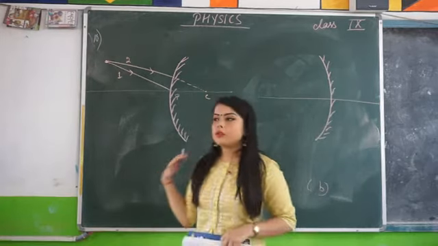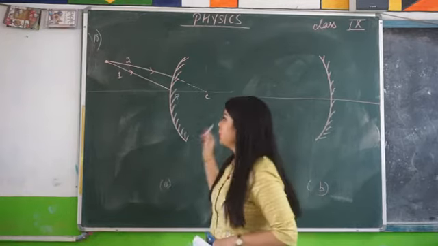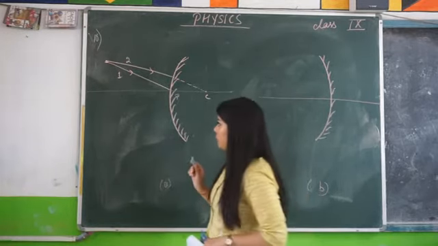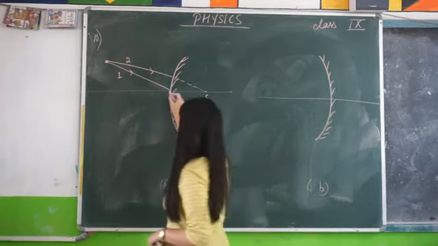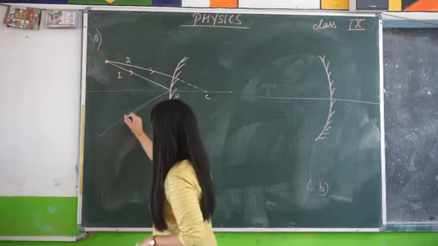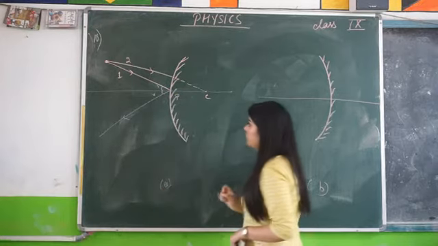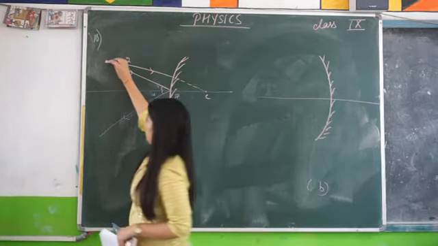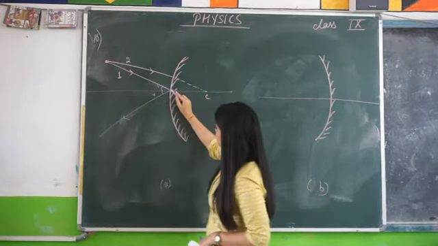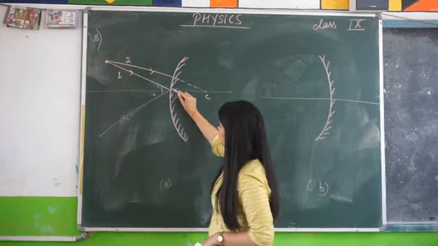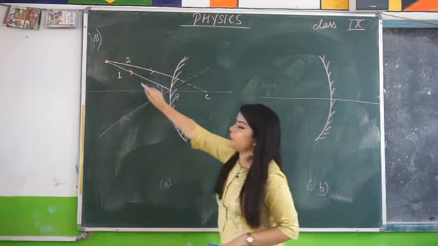Now you have to complete the ray diagram, and we know how to do that. You have to follow the rules for drawing ray diagrams. A ray of light which touches the pole will reflect back from the pole itself. This is what we have studied. This is angle I, this is angle R. Now, a dot is kept in front of the mirror as an object, so you have to find the image of that dot. To find it, we extend this line backward. This is for ray number 1.